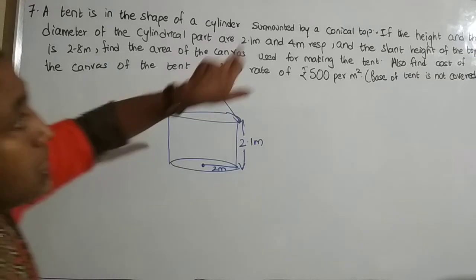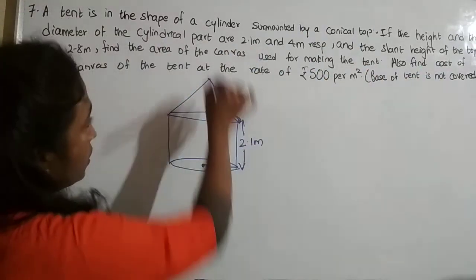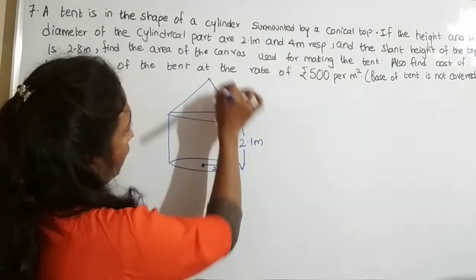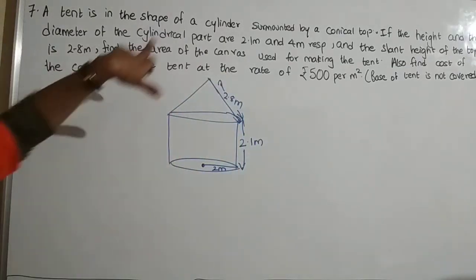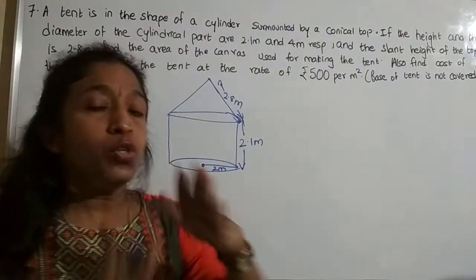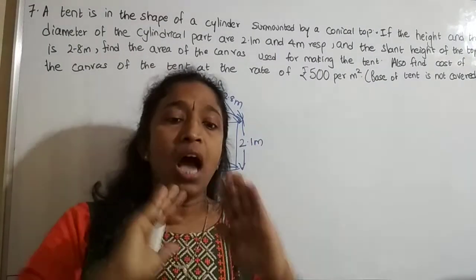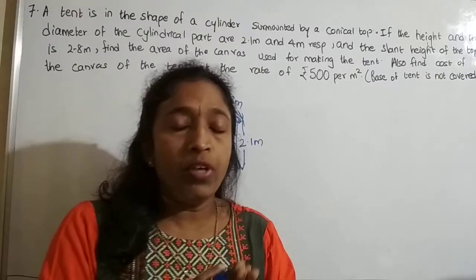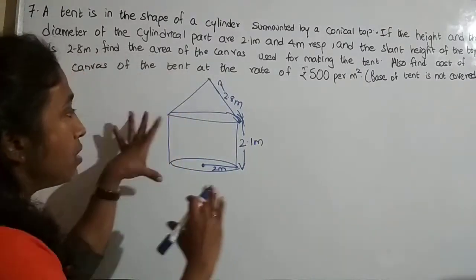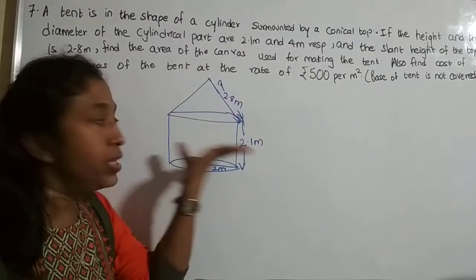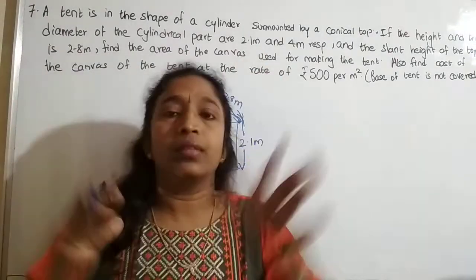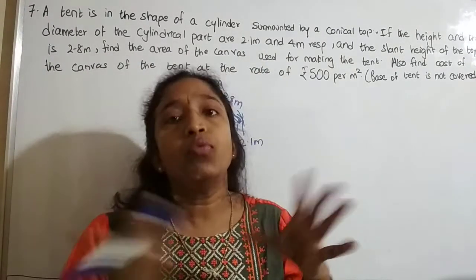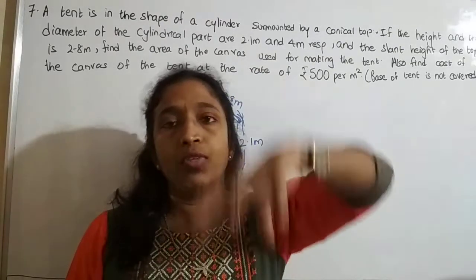Then it is given slant height of the top. So slant height of the top means conical. L is given as 2.8 meter. Correct? Find the area of the canvas for making the tent. So area of the canvas they are saying, that means the outer part, how much canvas is required for making the tent. Correct? So when we require the area of the canvas, it is nothing but cylinder plus conical. So we want the CSA of the cylinder and the CSA of the cone.